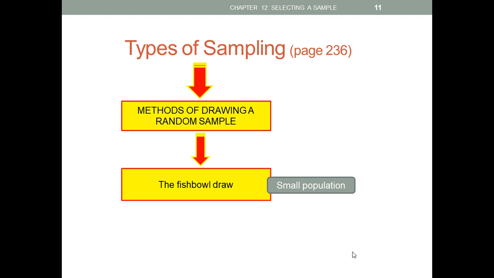It's only practical if the population is small, like 30 students in the class, and you want to select 10 to start their presentation next week, and another 10 to be randomly selected and give the presentation the following week. You could apply the fishbowl draw or the lucky draw if the population is small.